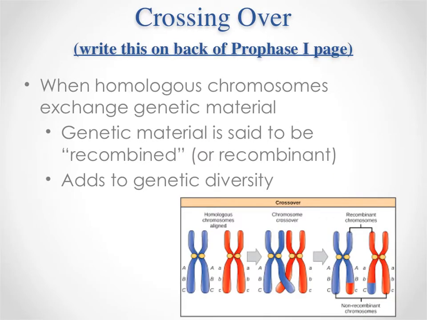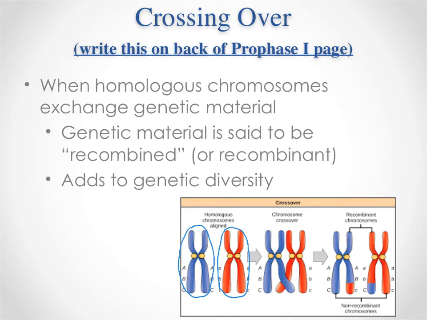Crossing over occurs during prophase 1 of meiosis, so you're going to write this information on the back of the box for the prophase 1 slide, which is on page 2 of your handout. Crossing over occurs when homologous chromosomes exchange genetic material. Genetic material is said to be recombined or forms recombinant DNA, creating genetic diversity for that organism. So these would be our homologous chromosomes.